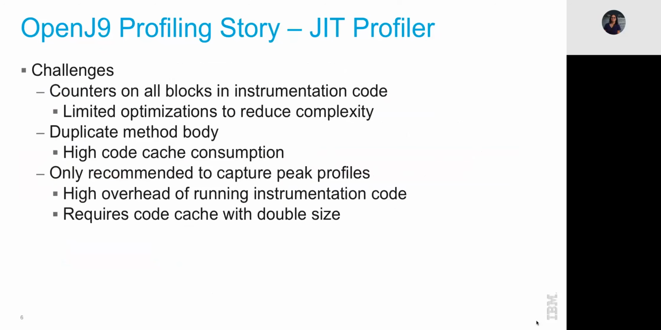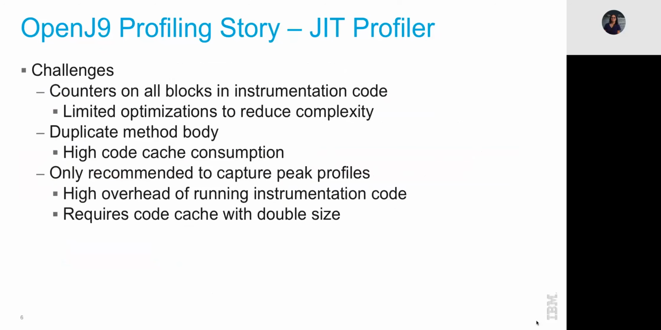And because of the duplicate method body, the code cache consumption is pretty high. Because of these reasons, JProfiler is only recommended to capture peak profiles, because in this kind of workload, you can collect the required profiling data quickly and trigger the recompilation. So the effect on the runtime would be minimal.